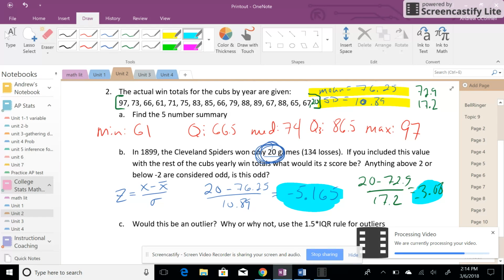Yeah, that's the point. Anything above 2 standard deviations or below -2 is considered odd. Would this be considered odd? Yeah. This would definitely be considered odd.